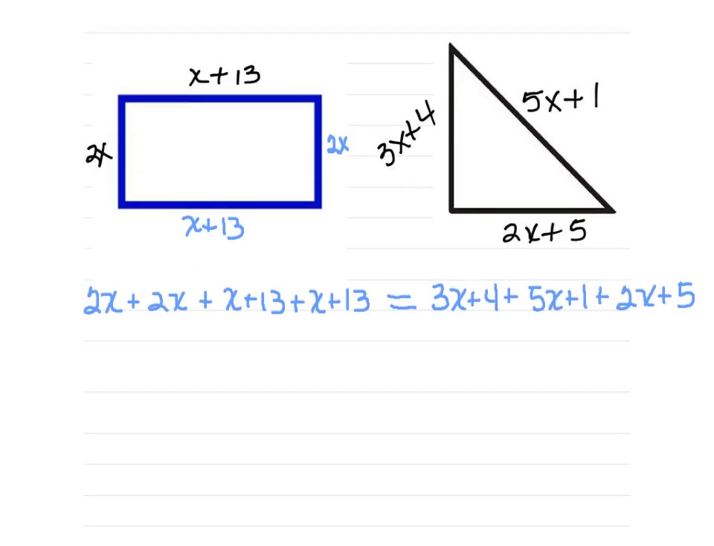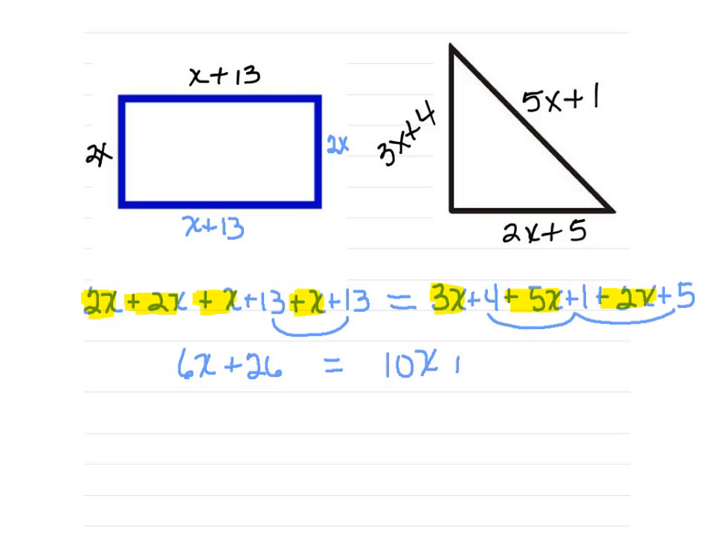Let's start by simplifying both sides. We can combine like terms here. 2x plus 2x is 4x, plus x is 5x, plus another x leaves us with 6x. Let's go ahead and add our constants. 13 plus 13 is 26. So we have simplified the left side of the equation. Now let's simplify the right. Again, combining like terms. 3x plus 5x is 8x, plus another 2x gives us 10x. And let's add our constants. Positive 4 plus 1 is 5, plus 5 is 10.